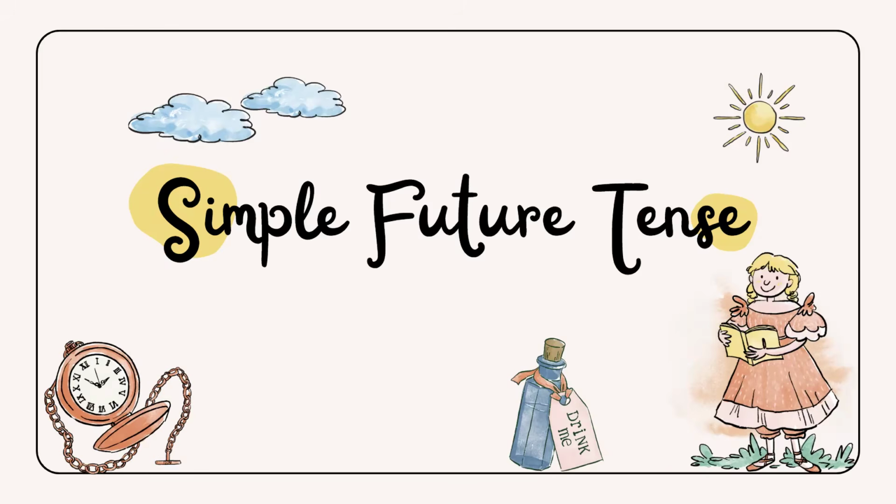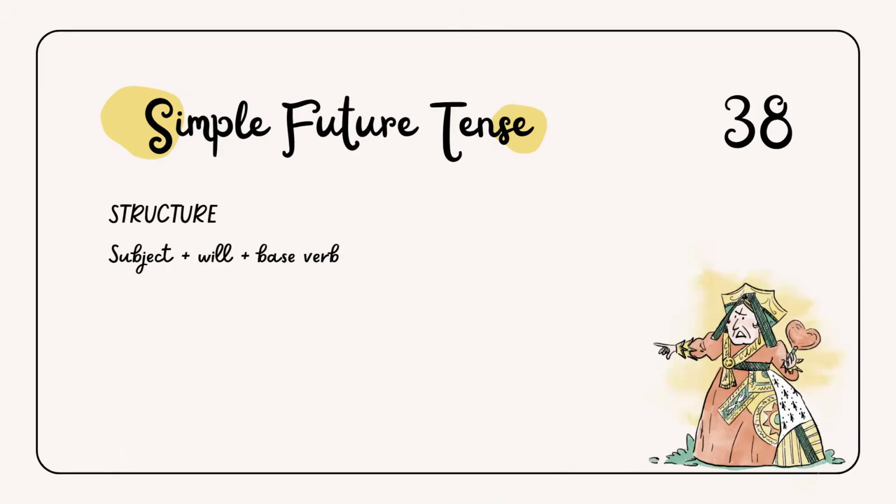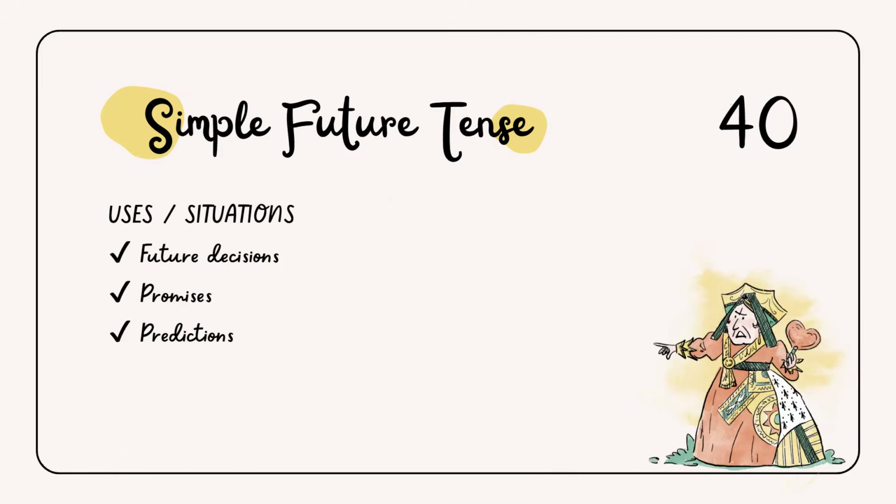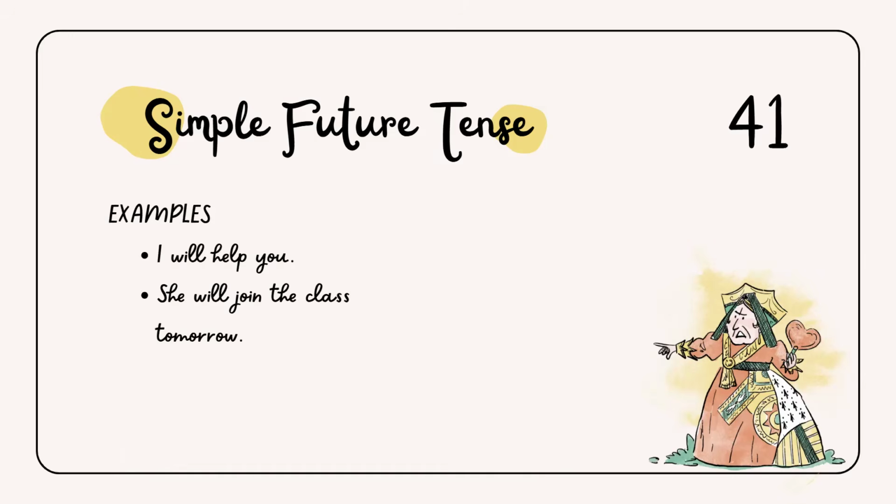Now let's move on to simple future tense. So basically, what is simple future tense? Simple future tense talks about actions that will happen in the future. Very simple. The structure is subject plus will plus base form. The keywords used here are tomorrow, next week, soon, etc. We use this tense for instant decisions, promises, predictions, etc. For example, I will help you. She will join the class tomorrow.